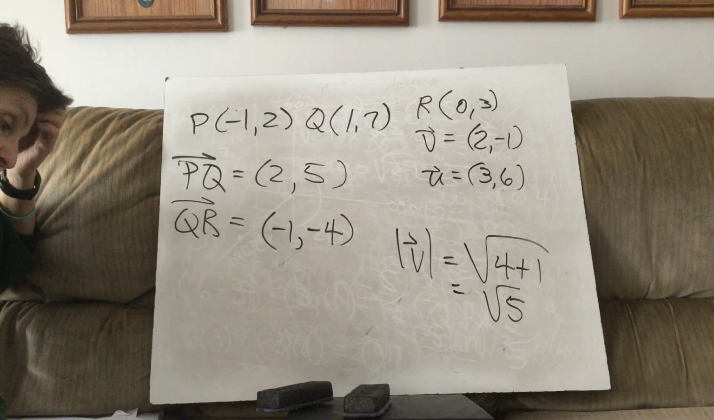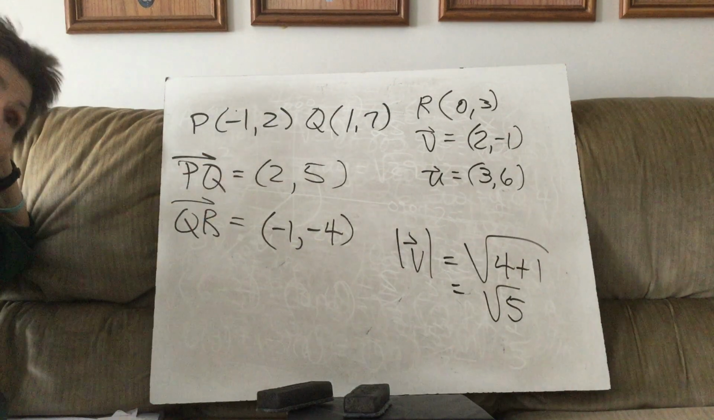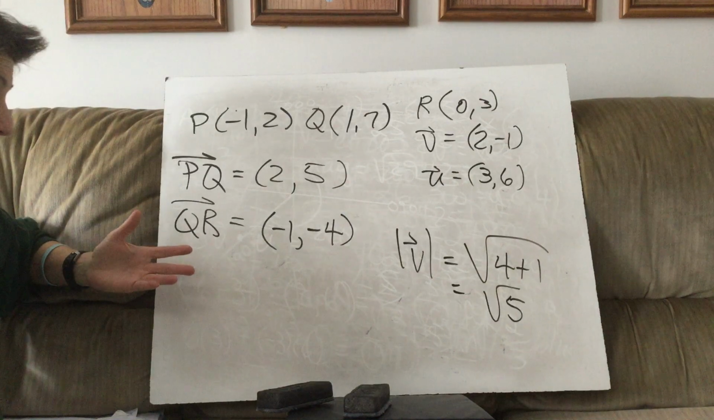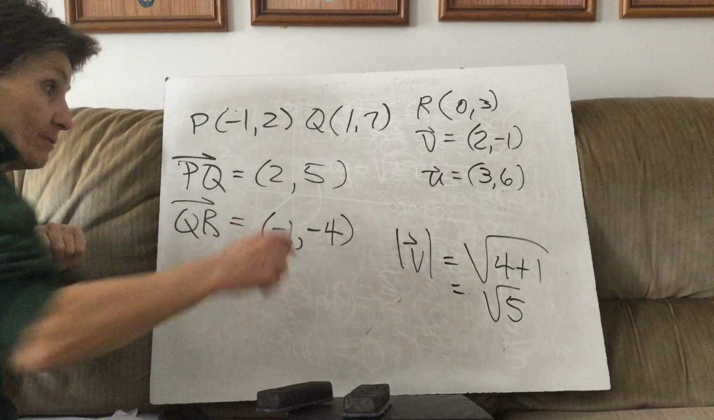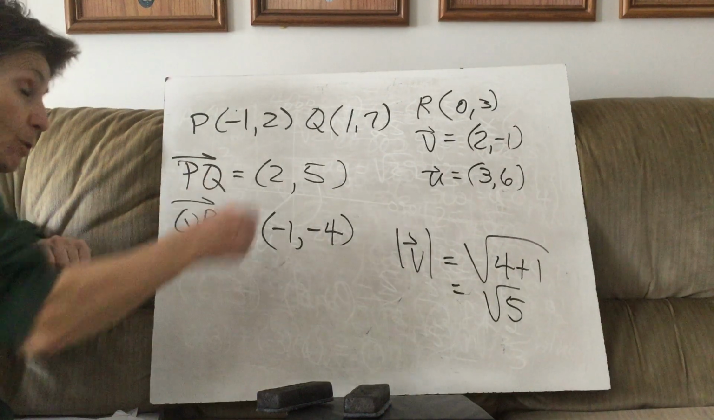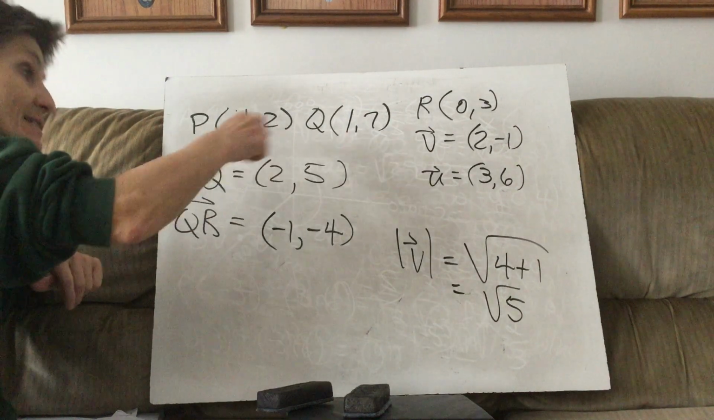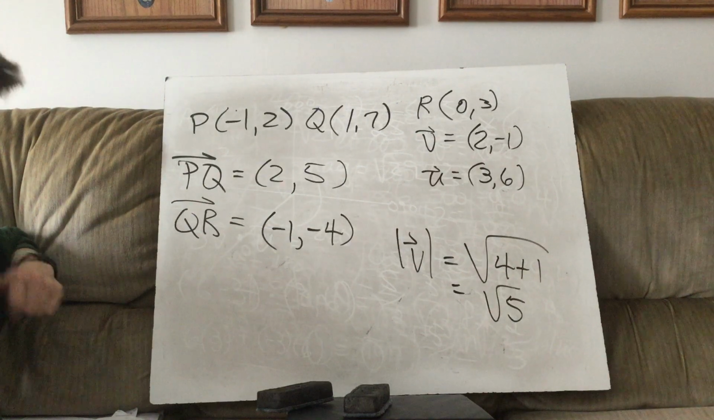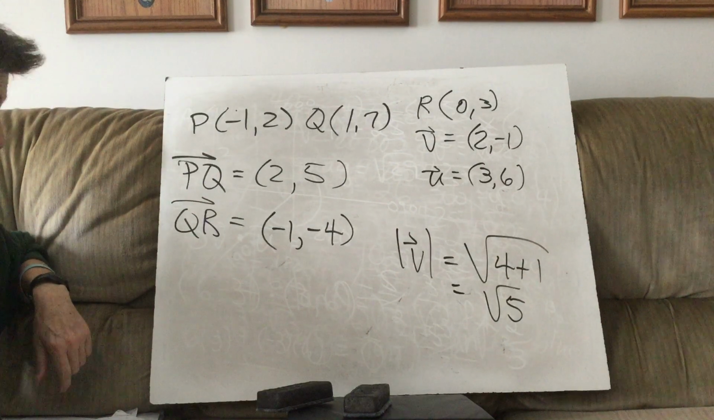So question number 4 says, are these two vectors equal? And the answer is no, because they have different coordinates. In order to be equal, you have to have the same coordinates. These guys have totally different coordinates, so they are not equal.